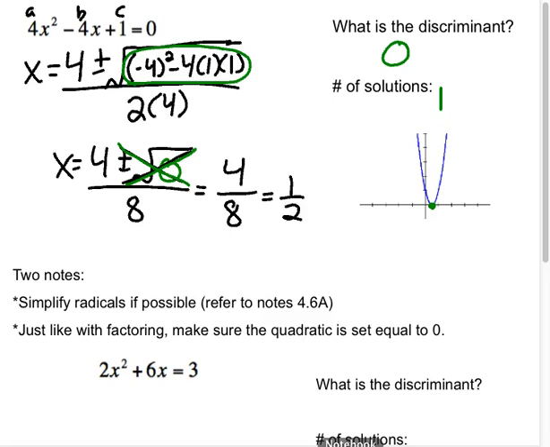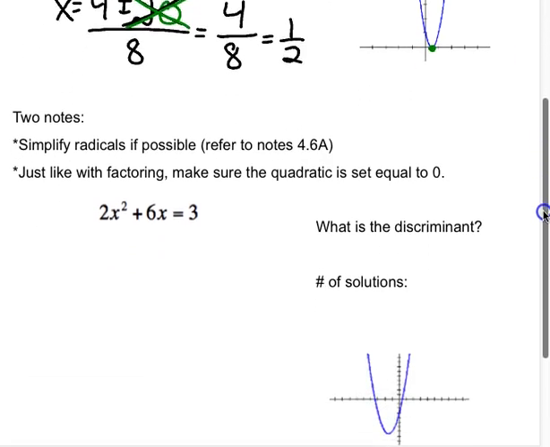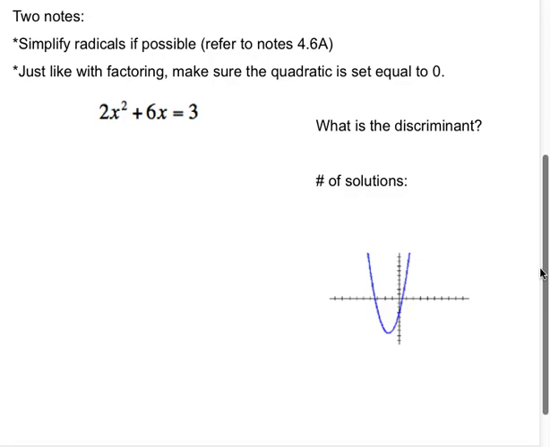All right, let's keep the ball rolling. This one has 2 notes that I want you to keep in mind. The 2 things are, 1, simplify the radicals if possible, and for that you can reference 4.6a if you need a little recalling on how to simplify radicals. And 2, just like with factoring, make sure the quadratic is set equal to 0. That is in reference to 4.5.